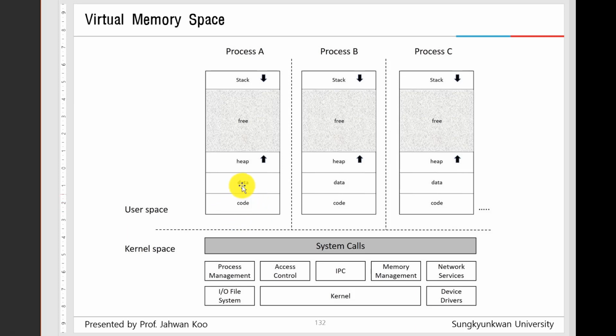In the data segment, there are the static variables used by the program. In the heap segment, heap memory space can be dynamically allocated while the process is running. The process may use the system calls related to memory allocation. The stack segment can also dynamically grow and shrink as functions are called and returned.